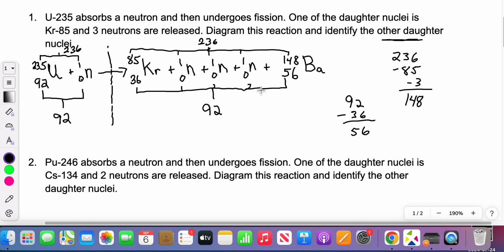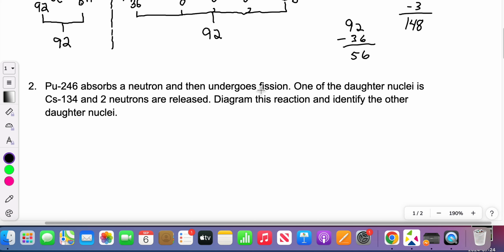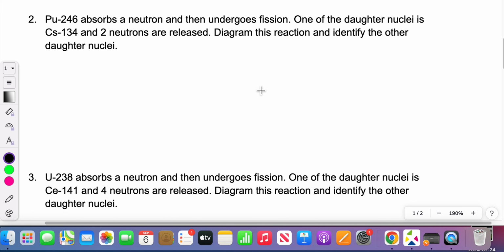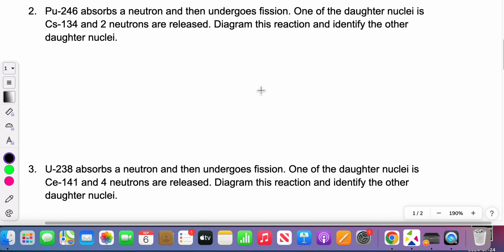Why don't you pause the video and see if you can do number 2. And then you can restart the video and see if you did it right. I'll do it here.